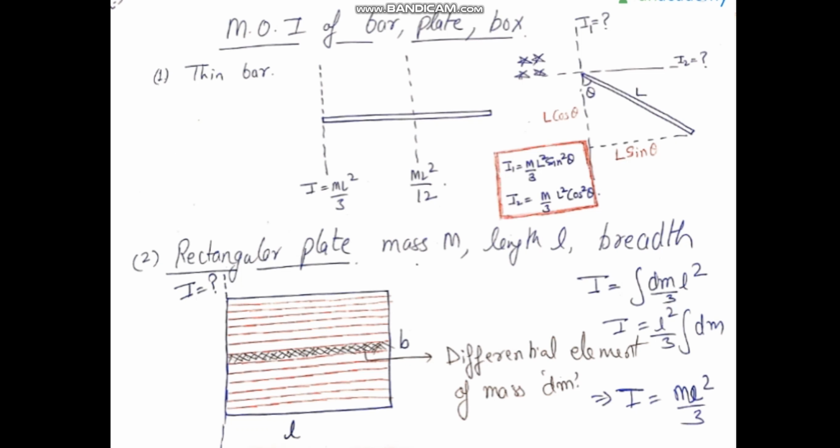Now I will be using that base formula, moment of inertia ml square by 3, and using that simple base formula I is equal to ml square by 3, I will show you how to calculate the moment of inertia of a bar, moment of inertia of a plate, and moment of inertia of a box. So let us start with it.